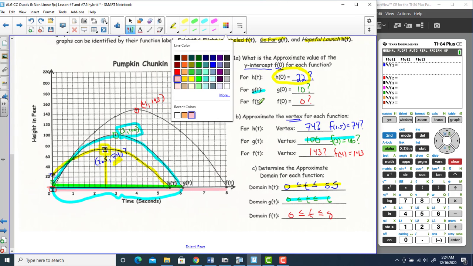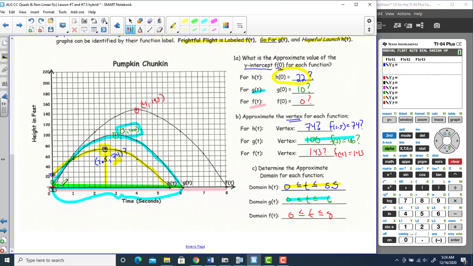Lastly, we took a look at Frightful Flight. And Frightful Flight's catapult was able to be pulled back all the way to the ground. And because it was pulled back all the way to the ground, there was so much torque and tension in the catapult, it really launched the pumpkin super far. After 4 seconds, it appeared to be about 143 feet high. That was its vertex, or its maximum height. And we identified its domain, the time that it was in flight for. D comes before r, x comes before y, so domain refers to the x-axis, and 90% of the time the x-axis is time. It seemed to suggest that it was flying from approximately 0 to 8 seconds.